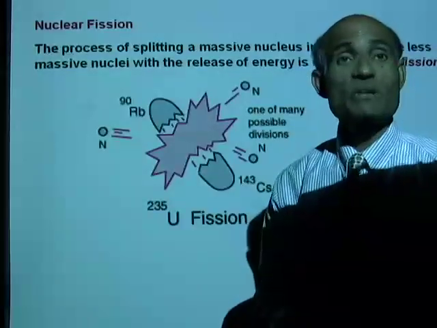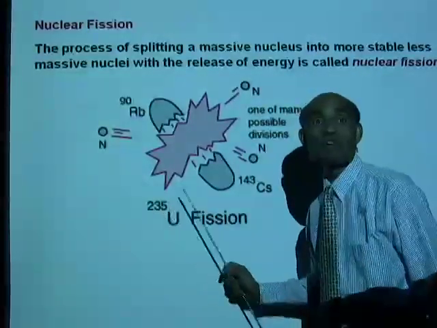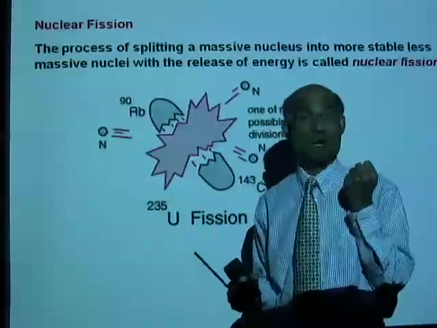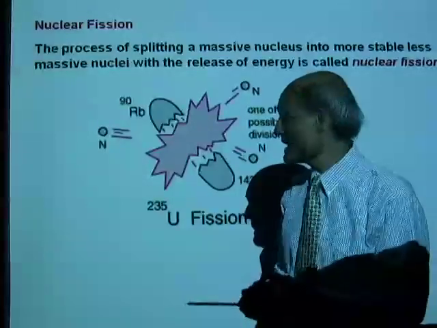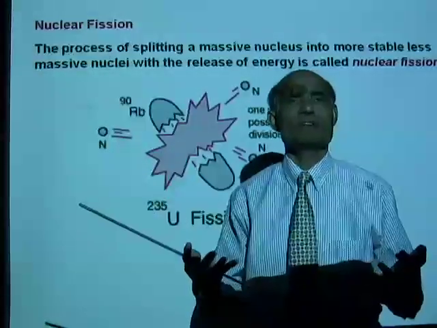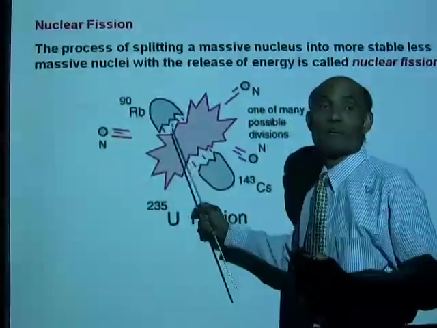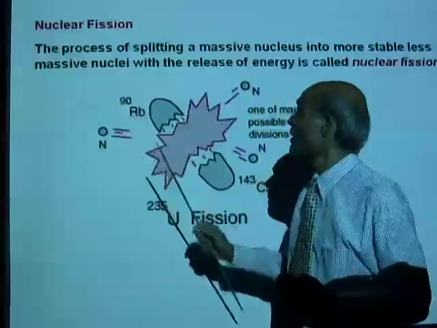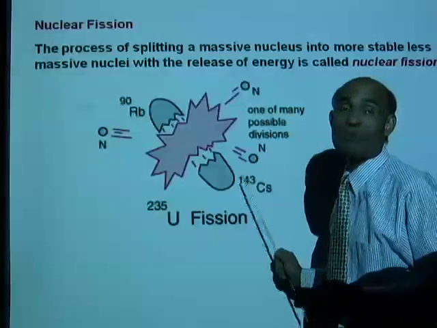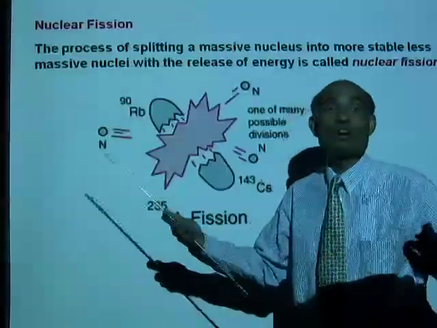Now here I have illustrated a fission process. A uranium-235 nucleus, if it absorbs a neutron, you see, a neutron going into a uranium-235 nucleus, will create great instability. And immediately that nucleus will split into two pieces. One piece will be rubidium of mass number 90, and the other could be cesium of mass number 143. And in that process, some free neutrons are also released.